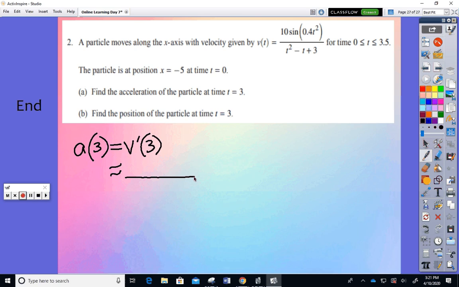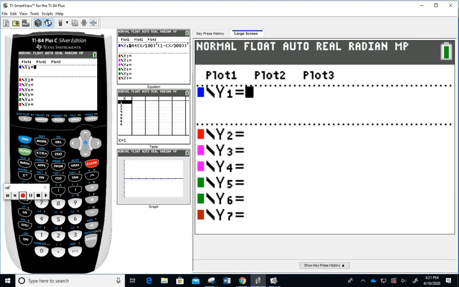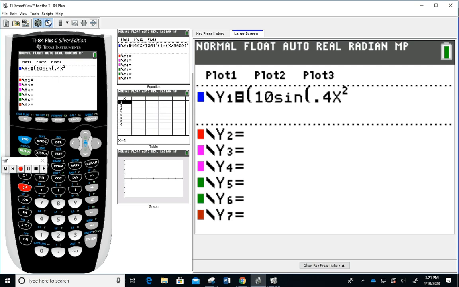So let me see. I'm going to plug in the calculator, and I need to say y equals, and I clear out what's already there. So I've got 10. I'm going to do this in parentheses. So 10 and sine of 0.4t squared, and I need to close up the 0.4t squared and the 10 sine of that all together divided by, and then I need to say parentheses, t squared minus t plus 3.